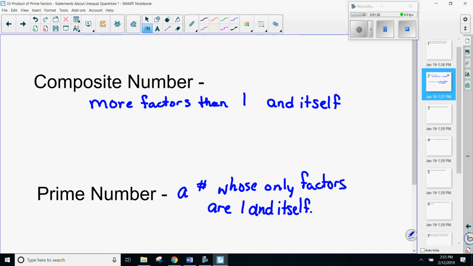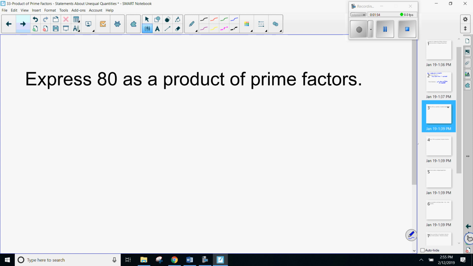What do you know about the number 1? It's neither. 1 is neither prime nor composite. What is 0? It's not a counting number, so don't worry about it. So a composite number has more factors than 1 and itself, and a prime number is a number whose only factors are 1 and itself. So express 80 as the product of prime factors.